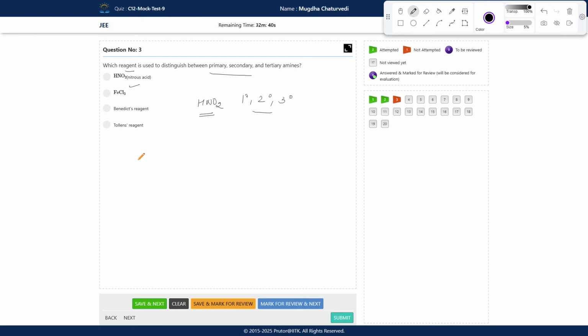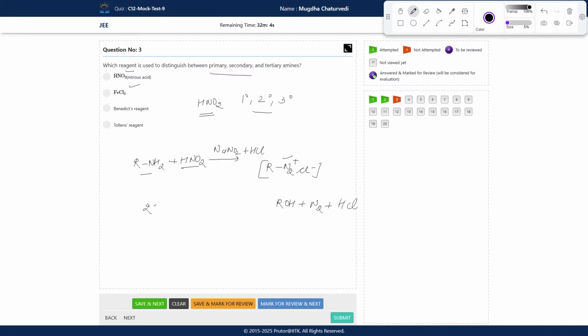Okay, if I take the example of a primary amine, if a primary amine is reacted with nitrous acid, in the presence of NaNO2 plus HCl, then we get a diazonium salt, that is N2+ and Cl-. And this diazonium salt, which is unstable, further liberates nitrogen gas and forms an alcohol. So this is how HNO2, which is nitrous acid, reacts with a primary amine.